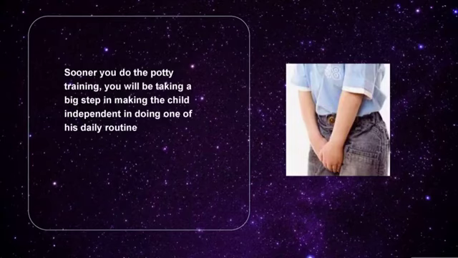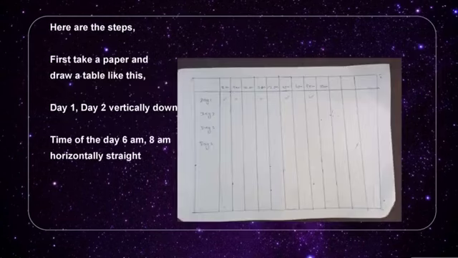The sooner you do the potty training, you will be taking a big step in making the child independent in doing one of his daily routines. So this is one of the tasks. If you can make them independent as early as possible, you can have some clarity to work on other things of the day. So these two things will be troubling you throughout. So better you do this first before you even work on the speech.